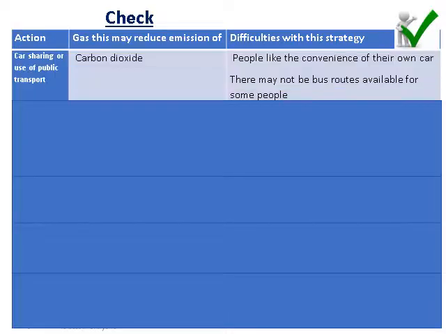So, in terms of reducing a carbon footprint, if you car share or use public transport, basically you've got more people going to the same place, but you're not using as much petrol or diesel to get there, and that's reducing the emission of carbon dioxide.